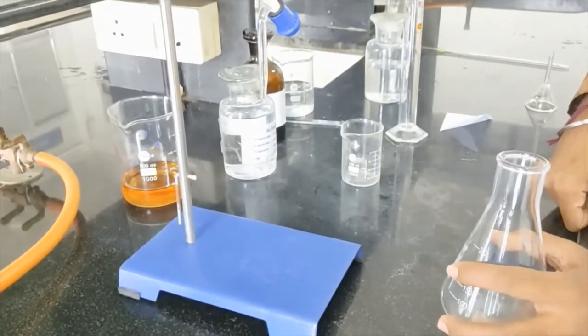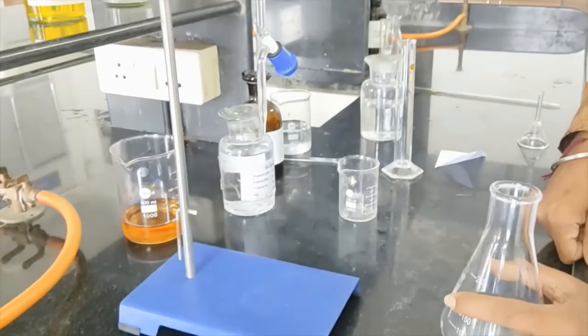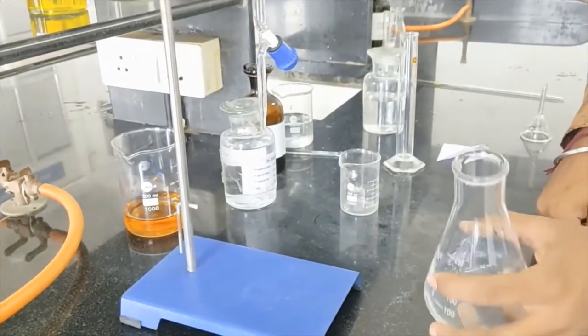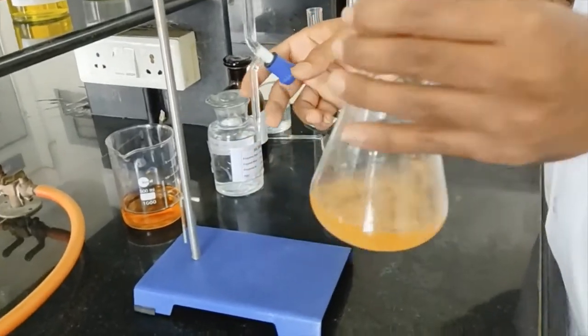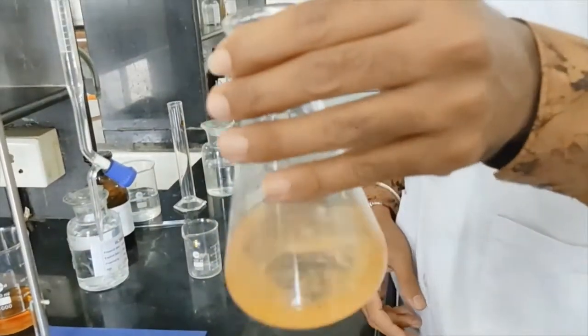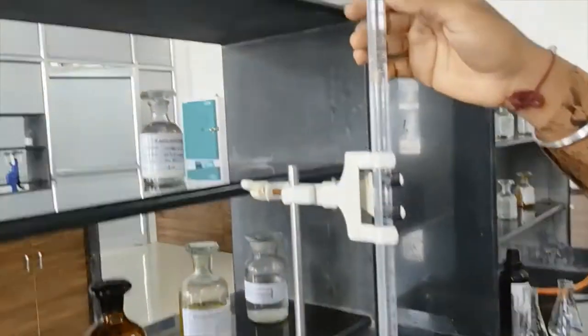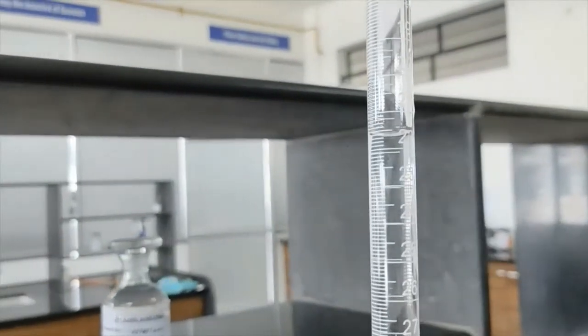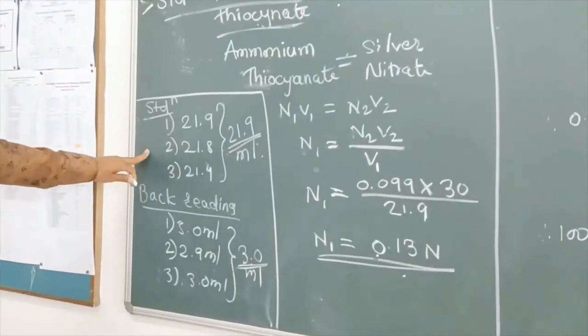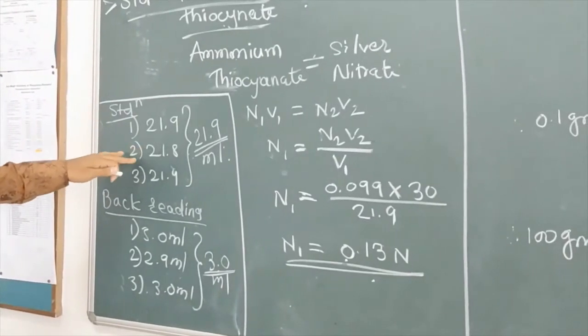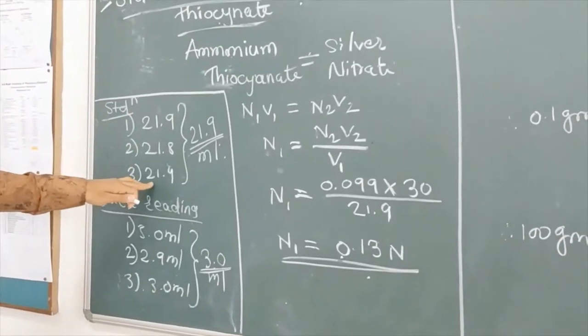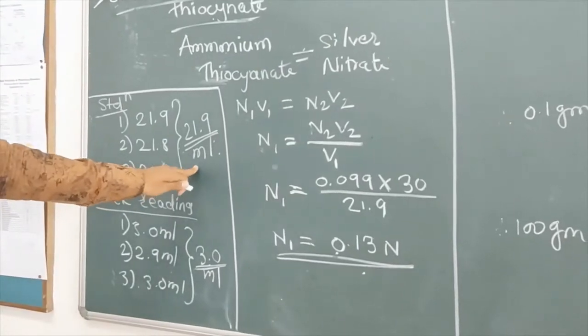Now let's start with blank titration. In this procedure, there is absence of sample ammonium chloride. This is our endpoint, and for blank titration, the burette reading is 21.6 ml. For standardization of ammonium thiocyanate, the burette readings are 21.9, 21.8 and 21.9. The mean is 21.9 ml.